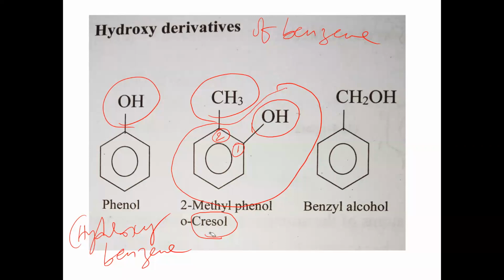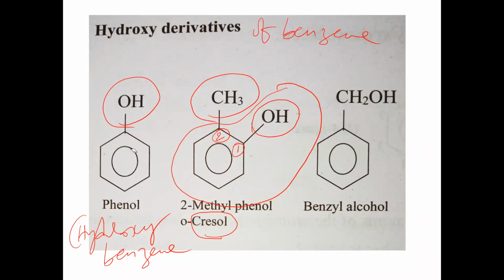Methyl phenol is called cresol. If two methyl groups are there, it is xylene. One methyl group and one OH group present on the benzene ring is called cresol. And one OH group on the benzene ring is phenol.